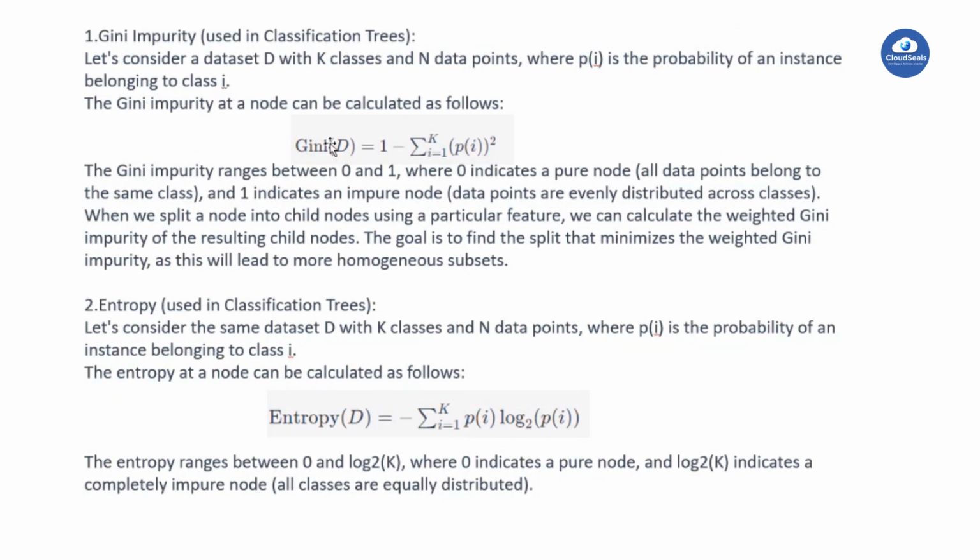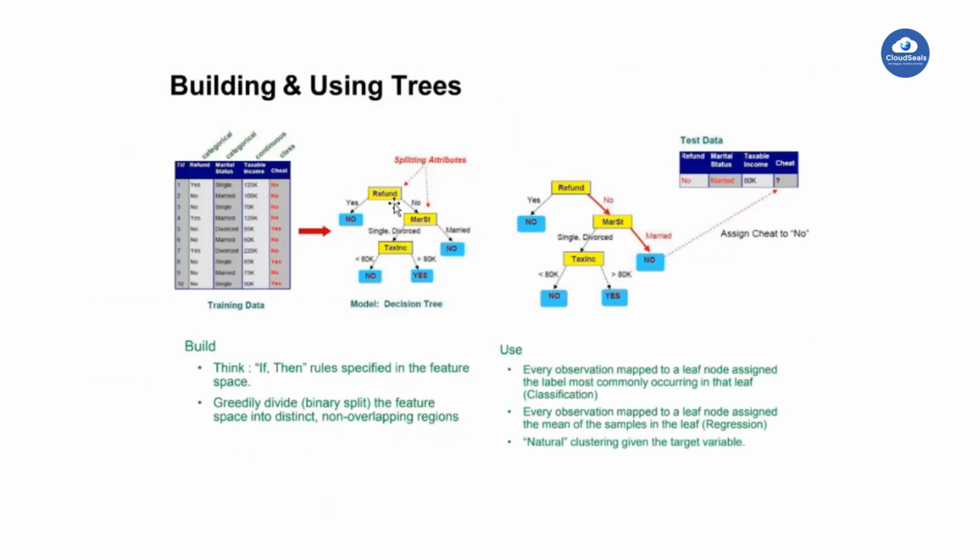The goal is to find the split that minimizes the weighted Gini impurity. This will lead to more homogeneous subsets. Homogeneous means, for example, first it takes the refund. Then by using this refund we are able to separate these two only.